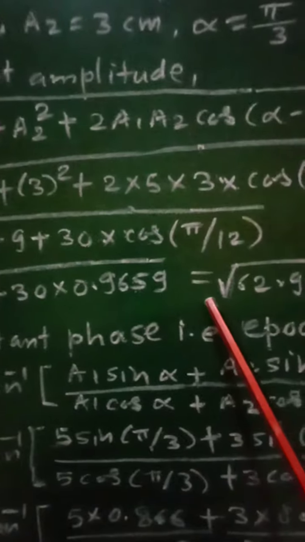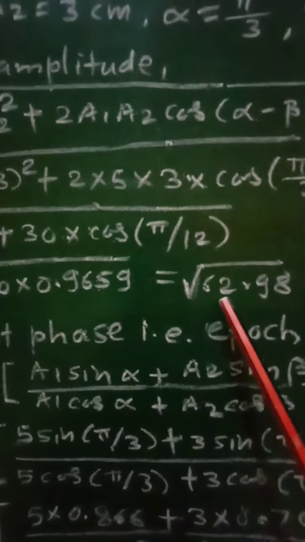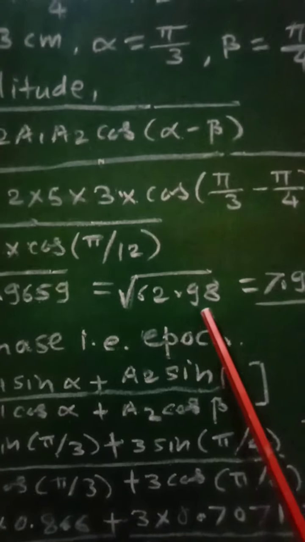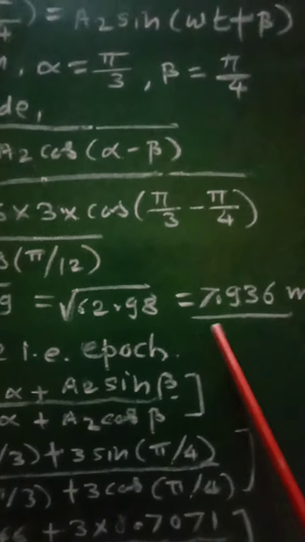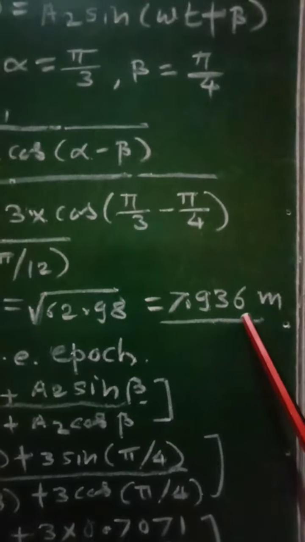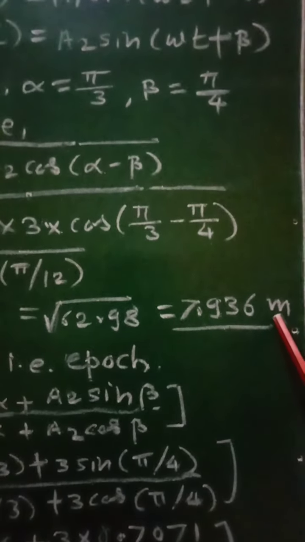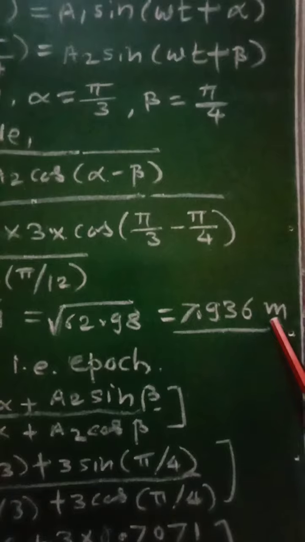That is equal to the square root of 34 + 30 × 0.9659, where cos(π/12) is 0.9659. Then its product comes out to be the square root of 62.98, whose square root is equal to 7.936 cm. This will be the resultant amplitude.